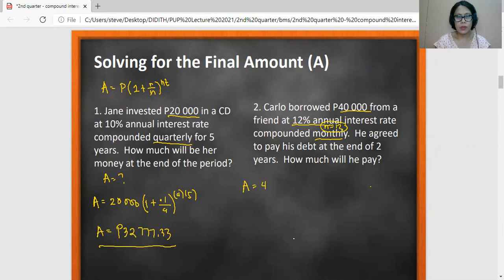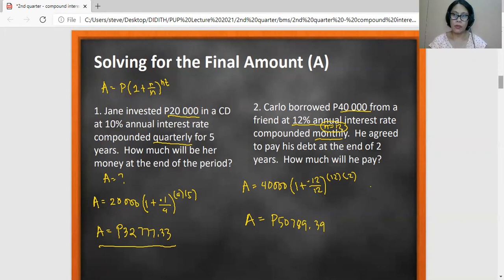So this is 40,000 times quantity 1 plus the rate of 12% all over 12. So n is 12 while t is 2 years. So using your calculator with the principal amount of 40,000 pesos and the annual interest rate equal to 12% with compounding period 12. So we have 50,789.39.